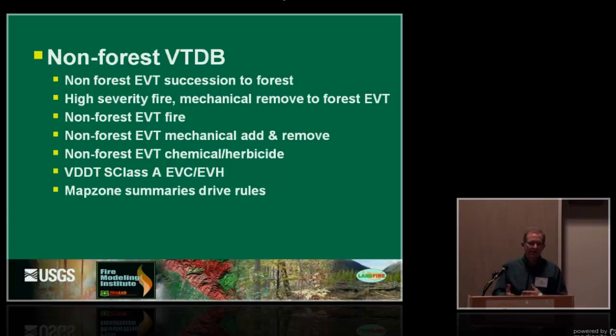And really that's something FVS, FFE doesn't really work with very well. It doesn't predict our EVTs. In fact, all you get when you do a stem replacing fire in FVS is a -999 as your forest type because it's not a forest anymore. So we have to substitute our own little rule sets in here and track those. And so we implement those, any high severity fire and any mechanical remove. And then we try and parse it out.